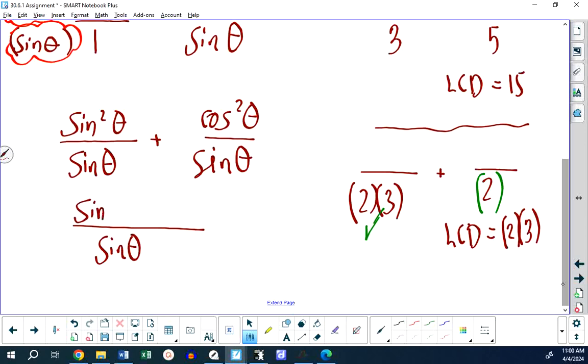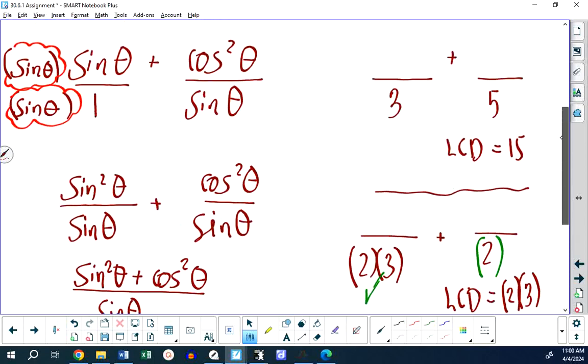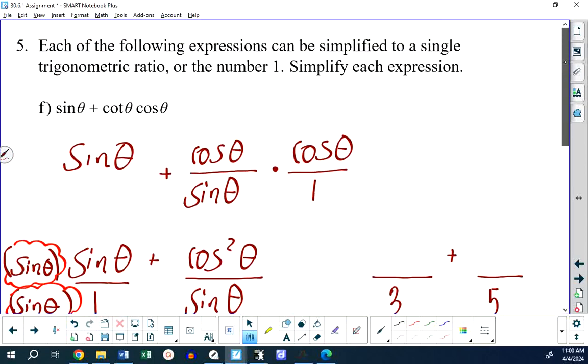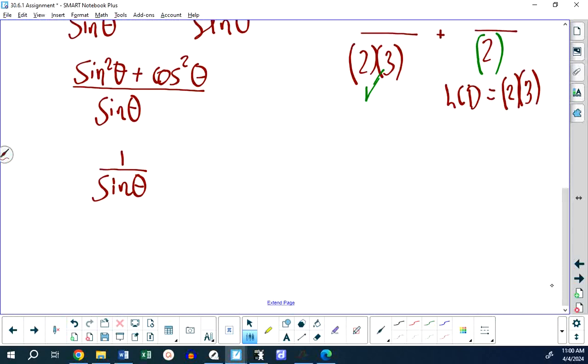And then on the top, we have sine squared of theta plus cos squared of theta. Hello, old friend. That's equal to 1, right? We've met this person before many times, even though it's been less than 24 hours since you've seen it. You've seen it a lot. So what we end up with is 1 over sine of theta. And I believe what we were asked to do here, I better just check, is simplify. You are asked to simplify it to a single trigonometric ratio. Is this a single trigonometric ratio? Well, kind of, but a better way to write it is to say cosecant of theta.